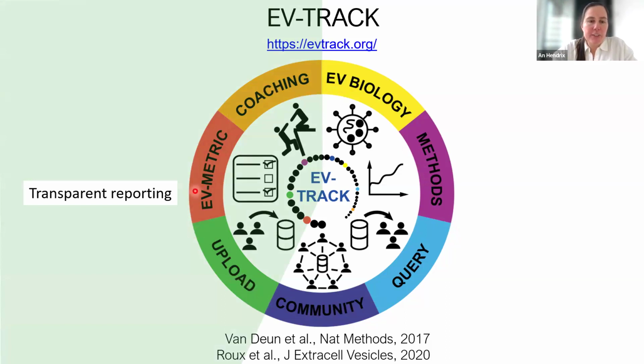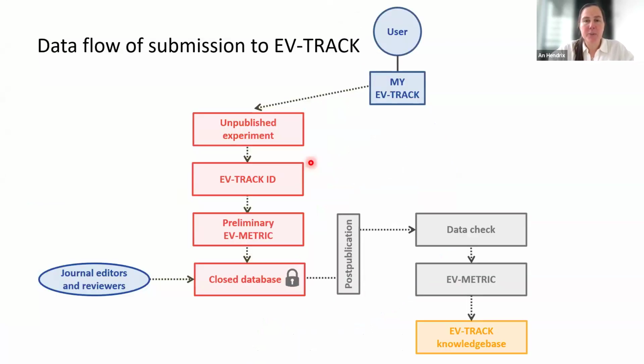They are all highlighted here on the circle, and I will divide them into 3 sections. The first section is 3 enabling features that relate to stimulating transparent reporting. This means that we ask researchers to upload their manuscript prior to submission to a journal for publication. In return, the researchers will receive an EV metric, and based upon the EV metric, they can use this as a coaching tool to increase the level of transparency in their material and method section. So how does this work?